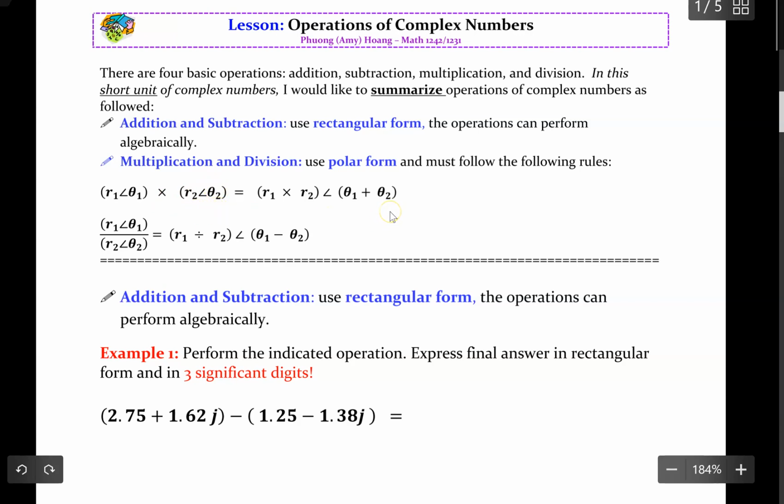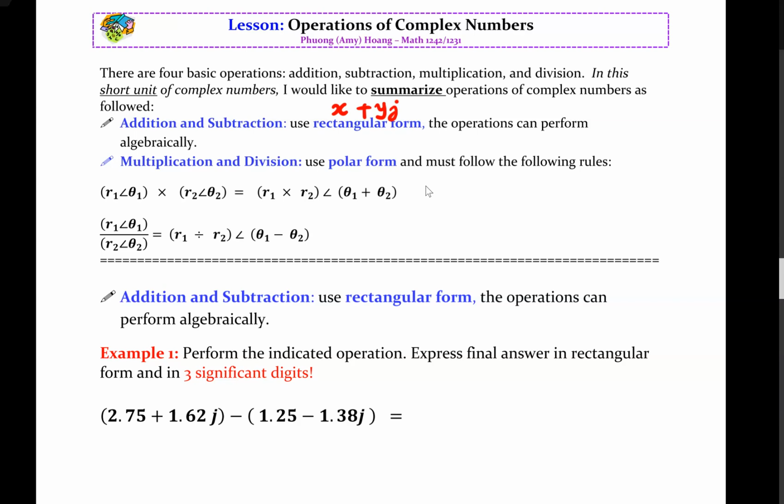At this point, I am hoping that everyone has already reviewed complex numbers in rectangular form and in polar form. Let me quickly write down the complex number in rectangular form. You should have the real part, which is x, and the imaginary part, which is y, and you attach that with the j. So rectangular form has the real part and the imaginary part.